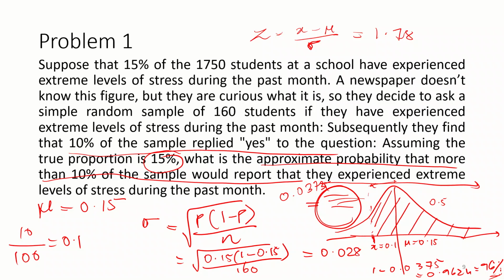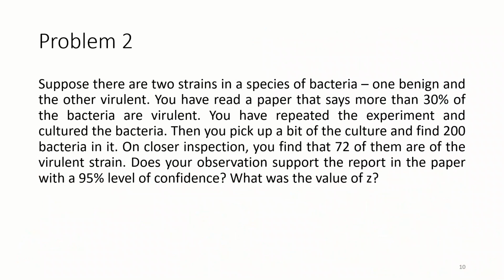Should we go ahead? Okay. So problem 2 is, suppose there are two strains in a species of bacteria, one benign and the other virulent. You have read a paper that says that more than 30% of the bacteria are virulent. You have repeated the experiment and cultured the bacteria, then you pick up a bit of the culture and find 200 bacteria in it. On a closer inspection, you find that 72 of them are of the virulent strain. Does your observation support the report in the paper with 95% level of confidence? What was the value of Z?